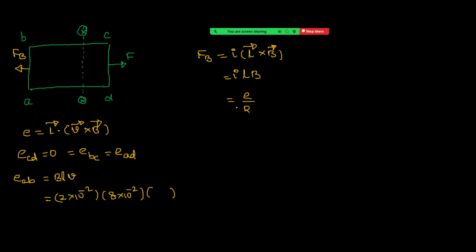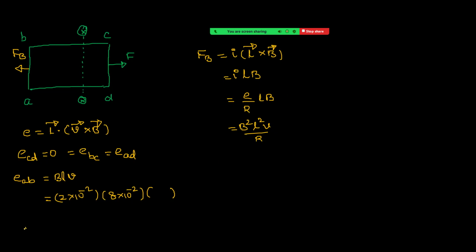Resistance. Total value is given as 2 ohm, right? So E by R into L into B. E equals BLV, so it becomes B square L square V upon R. If this is equal to F, and F is already given, then except for V, all the remaining values are known.